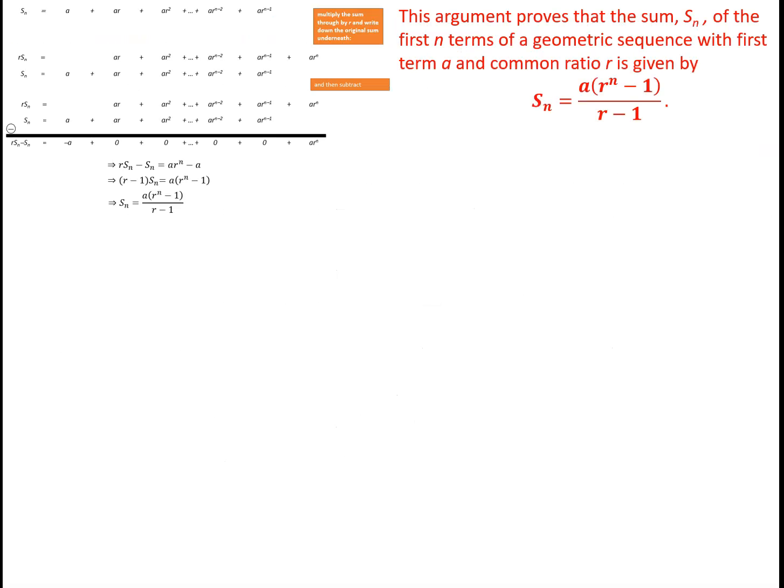It's worth noticing that if we multiply the fraction for Sn by minus 1 over minus 1, that is the same thing as multiplying by 1, so it doesn't change the value of Sn, but it gives us a slightly different formula for Sn, which is particularly useful if the value of r lies between minus 1 and 1. So let's now start making use of this result.